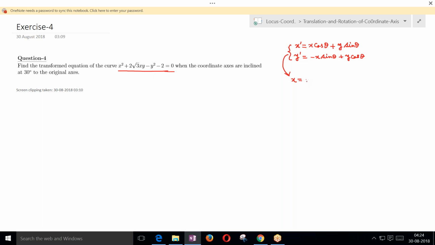x is equal to, if you remember the other kind of rotation equation, x dash cos theta minus y dash sin theta, and y is equal to x dash sin theta plus y dash cos theta. I hope it is clear.